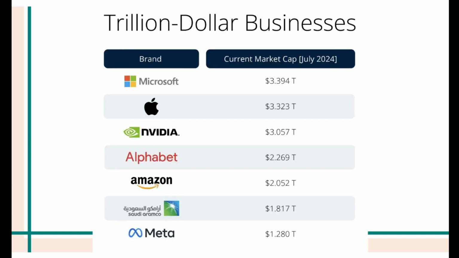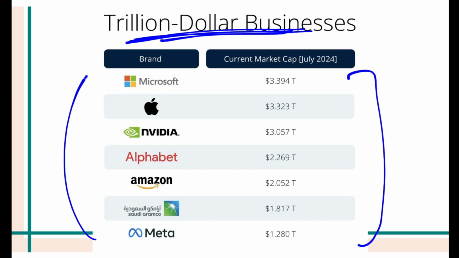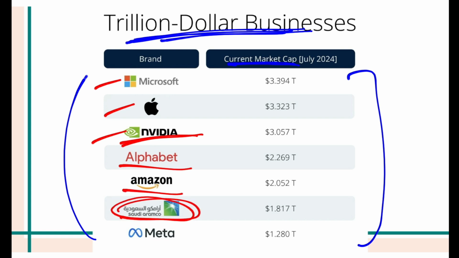Let me show you. So these are the only trillion-dollar businesses in the world. So there are 7 companies in the world which are trillion-dollar businesses, which are valued at more than $1 trillion. Current market capitalization or current market valuation, you can see Microsoft is the most valuable company in the world. Apple is number 2. Nvidia by Jensen Huang, which is a graphic chips making company, is number 3. Alphabet, parent company of Google, is number 4. Amazon is number 5. Saudi company Aramco is number 6. And Meta is number 7. So these are the top 7 companies. All are trillion-dollar businesses.